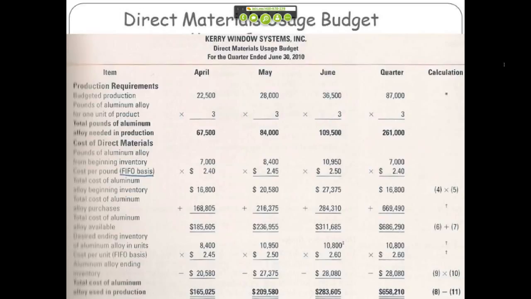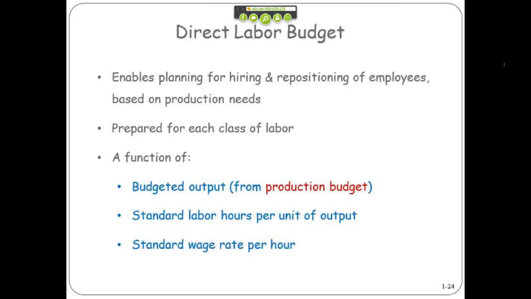And then you work your way down. And it gives you a cost for the amount that you're going to use. And this relates right to what we did in Chapter 17, how you calculate these costs. I'm not going to go into it here. So that's direct materials. Direct labor.